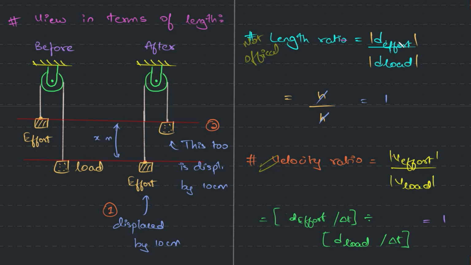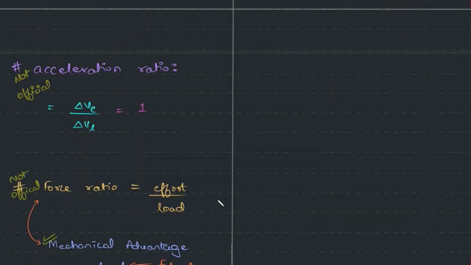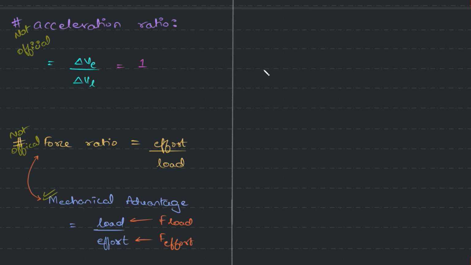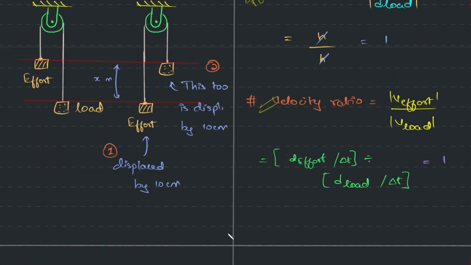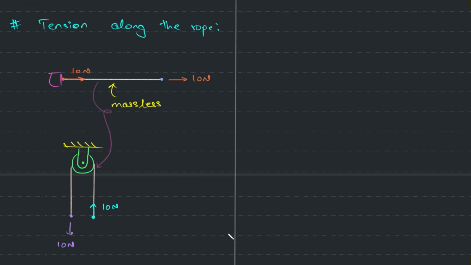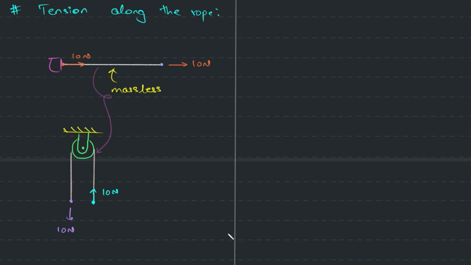It's nothing but how much the effort has been displaced compared to the load. Velocity ratio is how much velocity is seen at the effort compared to how much velocity is seen at the load end. Acceleration is a similar thing. And finally, officially, we have something called mechanical advantage. That is how much force we get to see at the load compared to the force seen at the effort. Again, all of this will make more sense when we go on to the next type of pulley.